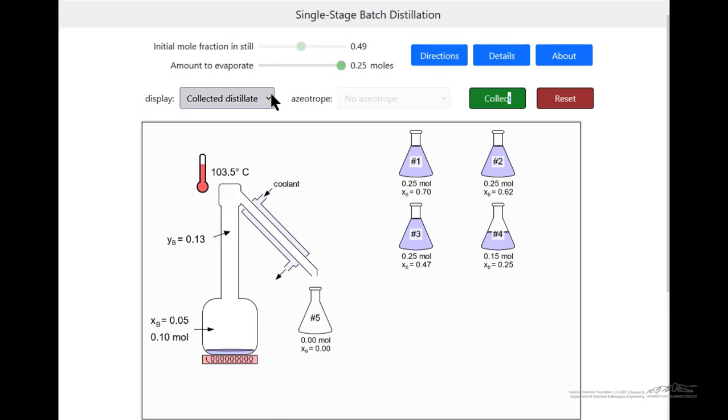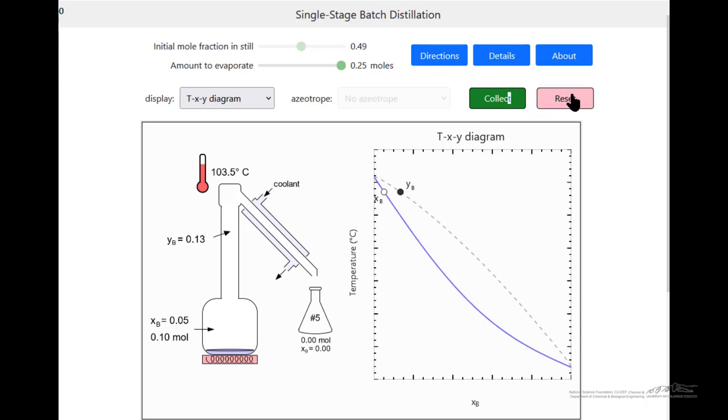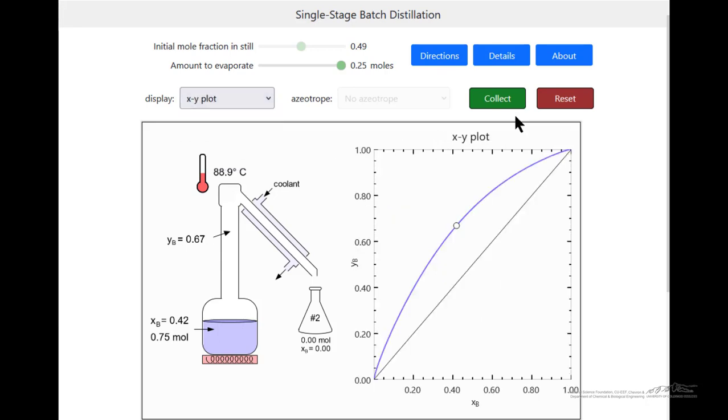Now for this process, we could look at the Txy diagram, and let's reset and see what happens. So the Txy diagram displays the same behavior as we see here. The temperature is going up as we distill more of the liquid, and the mole fractions of both the liquid and the vapor phase are decreasing. We could also look at an XY plot and again watch the mole fractions decrease as we collect. It's a little hard to see here.